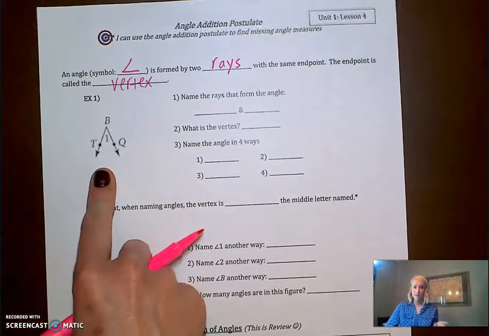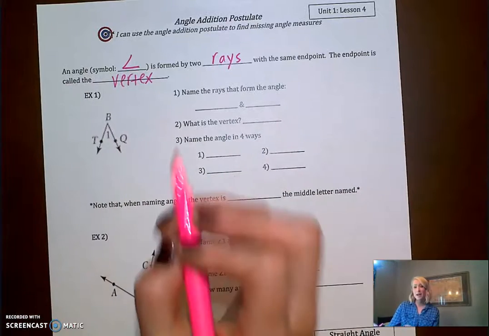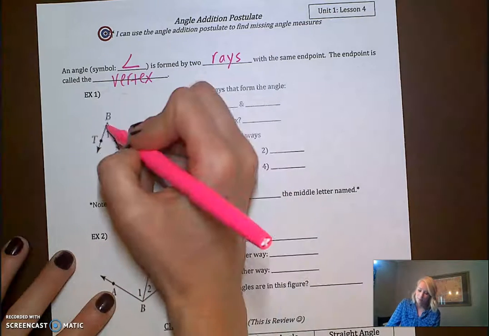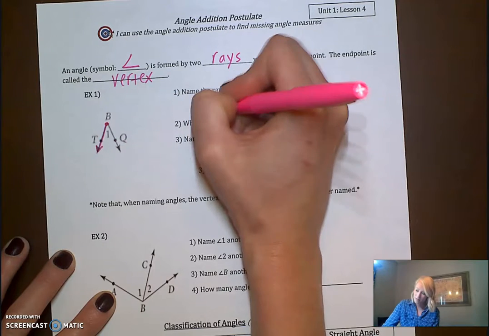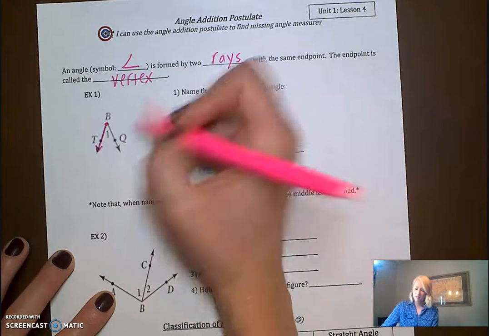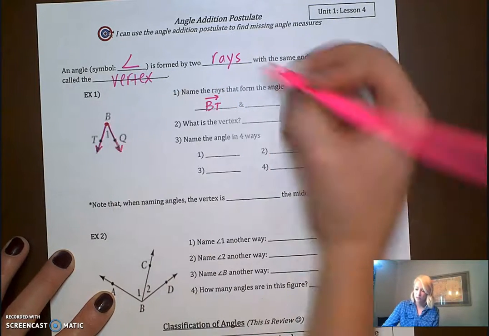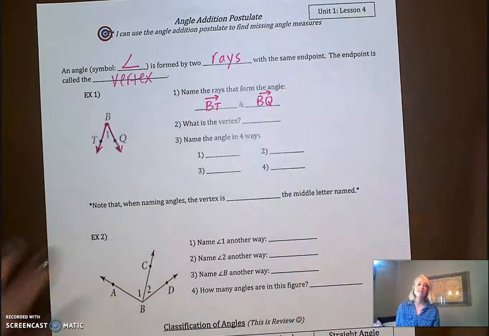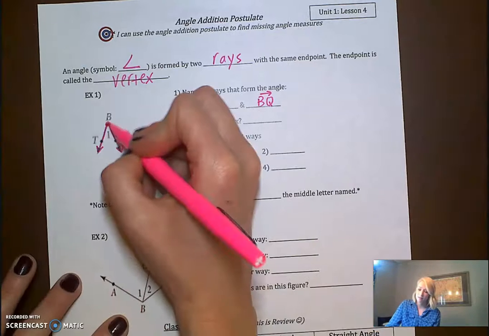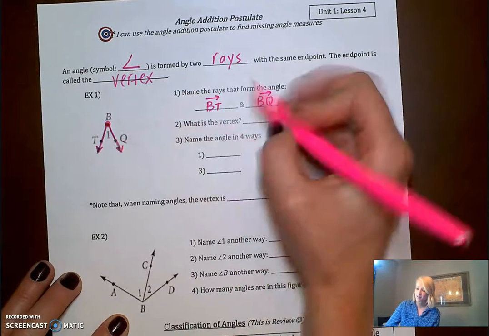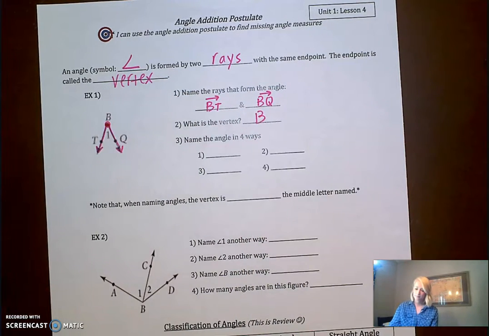So here's a picture of an angle in the first example. The rays that make up this angle. So one of them starts at B, goes in the direction of T. And the other one starts at B and goes in the direction of Q. So BT and BQ, those are your two rays that are making up your angle. The endpoint, or really just the point of the angle, that's going to be your vertex, and that's B in this example. Not too complicated so far.